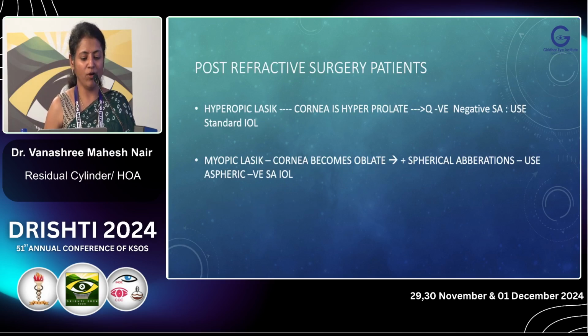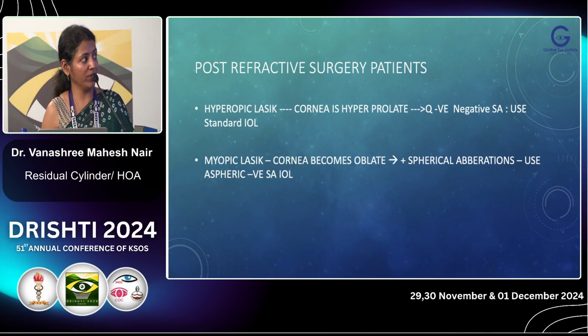So what is important to remember is, in hyperopic LASIK or myopic LASIK, there's a lot of change in the spherical aberration that is happening. So in hyperopic LASIK, the cornea is hyperprolate. That is, the Q has become negative. There's negative spherical aberration. So you use the standard IOL. Whereas if it is a myopic LASIK, you use a negative aspheric IOL lens.